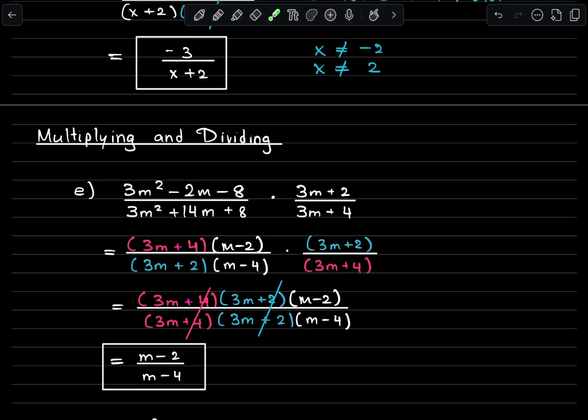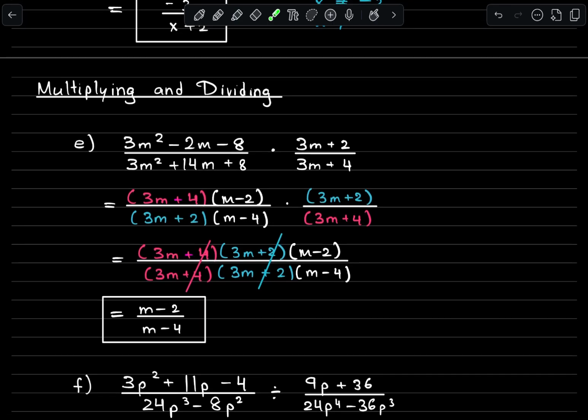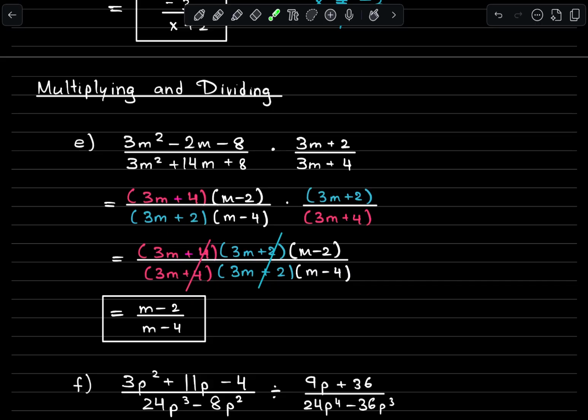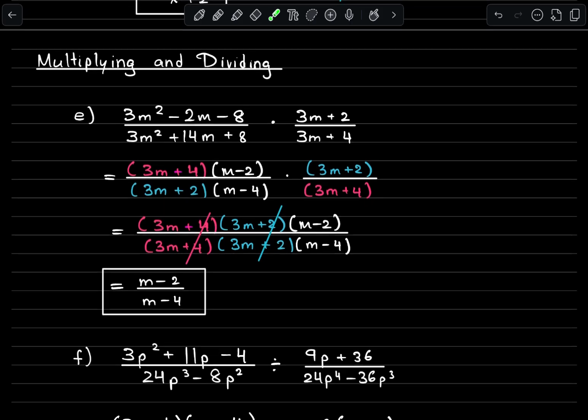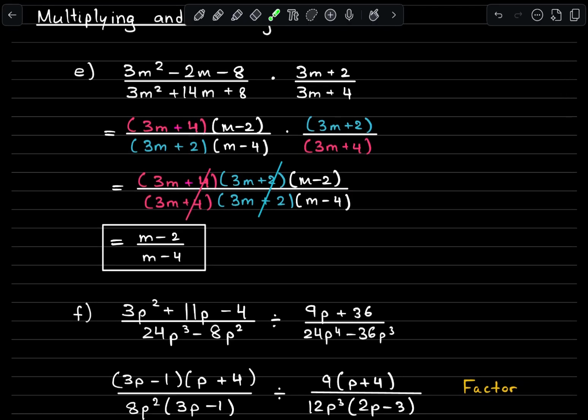Alright, now let's look at a division example. Example F. So you've got 3p squared plus 11p minus 4 divided by 24p cubed minus 8p squared. All of that divided by this other fraction, 9p plus 36, over 24p to the fourth minus 36p cubed. Now, to start off with, let's just factor everything. Okay, let's just see how that looks.